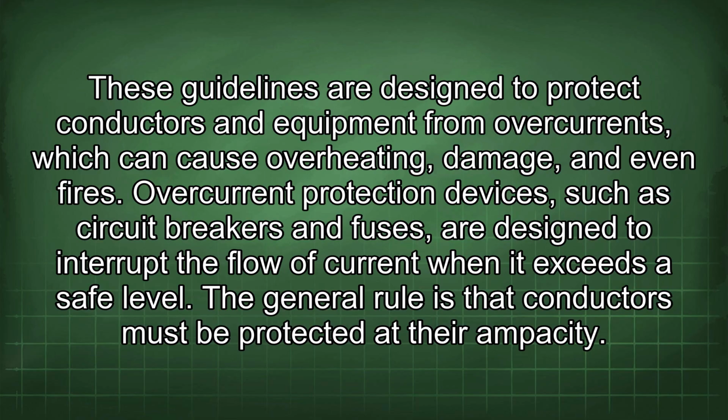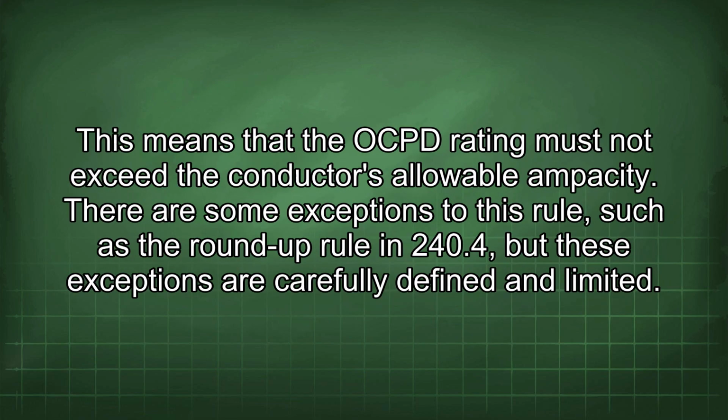The NEC provides specific guidelines for overcurrent protection in 240. These guidelines are designed to protect conductors and equipment from overcurrents, which can cause overheating, damage, and even fires. Overcurrent protection devices, such as circuit breakers and fuses, are designed to interrupt the flow of current when it exceeds a safe level. The general rule is that conductors must be protected at their ampacity. This means that the OCPD rating must not exceed the conductor's allowable ampacity.